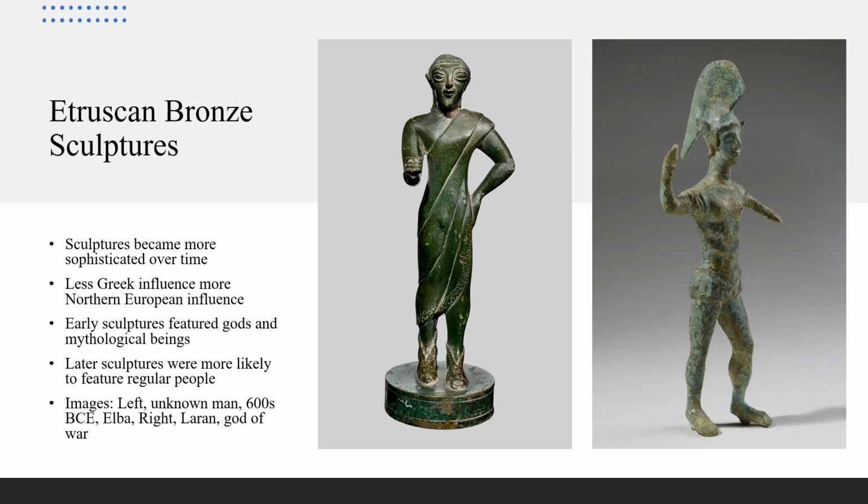The bronze on the right-hand side of this slide is probably of Laren, their god of war, which would become Mars, the Roman god of war. And this is an image probably of an upper class or an elite man, based on the type of clothing that he's wearing. And these, of course, are early Etruscan bronze sculptures.